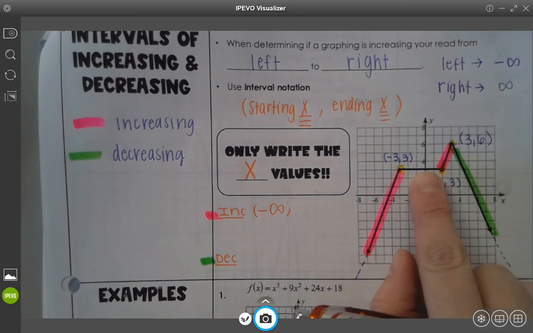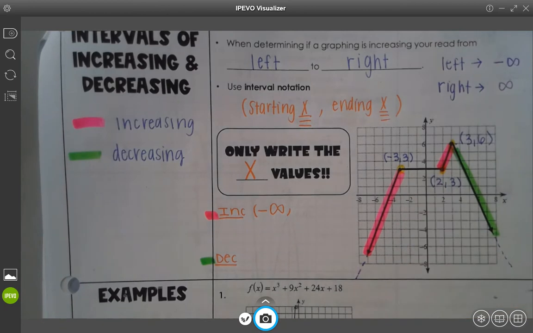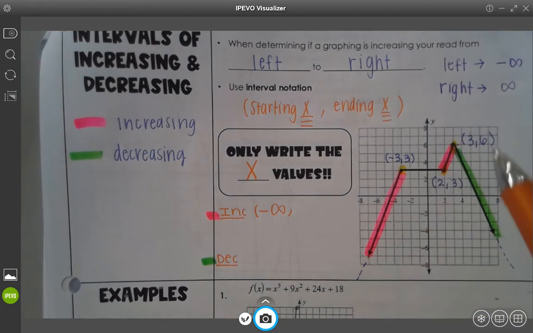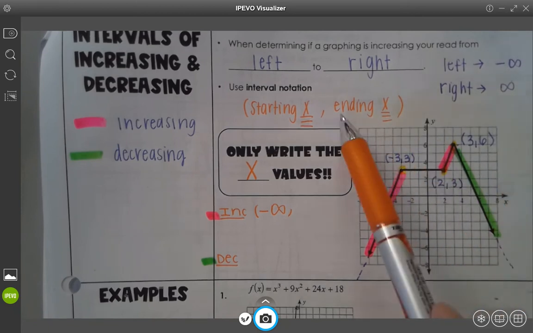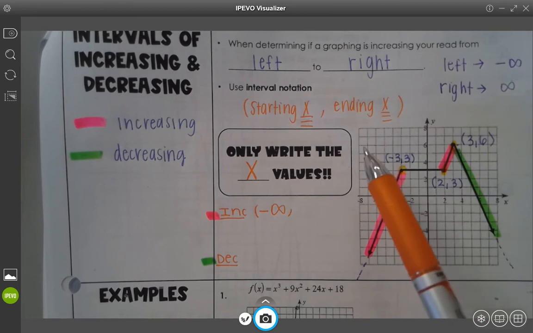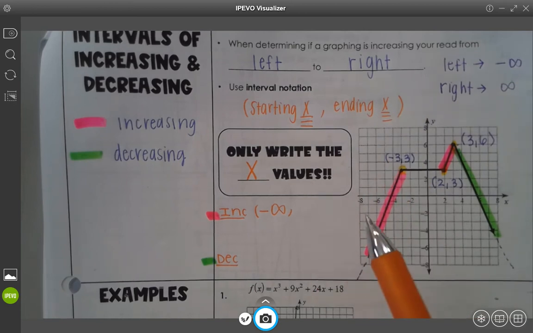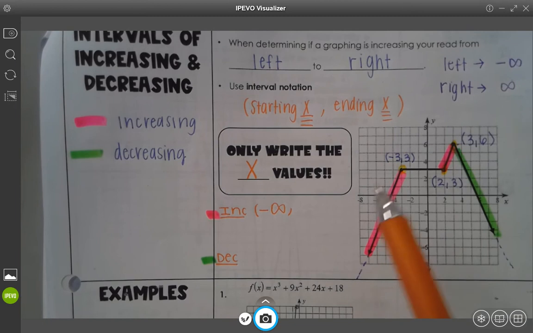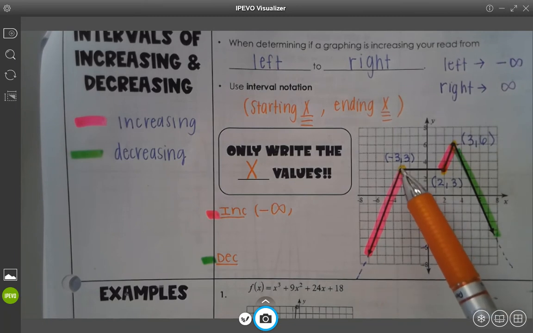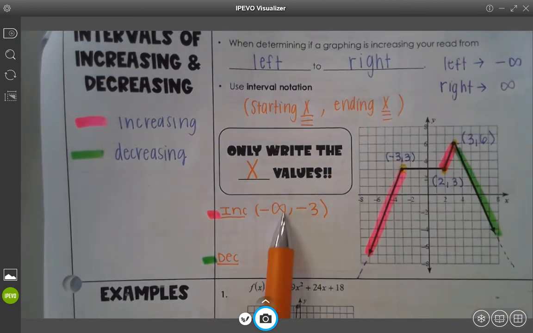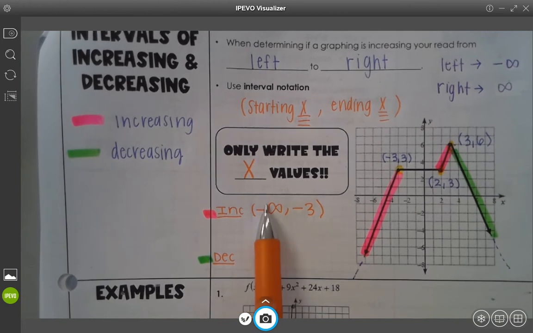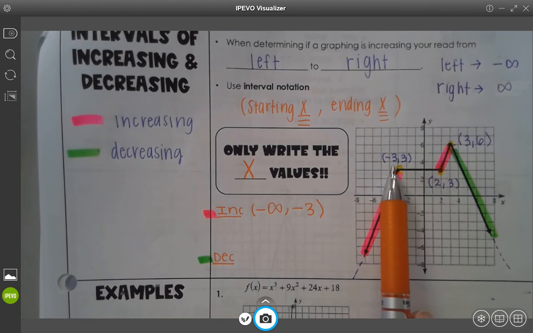Where does this increasing interval stop? At the point negative 3, 3. Do I put both of those numbers? No, we only put the x. So in these increasing and decreasing, you only put the x. So it stops. What is the x value here? Negative 3. So my starting point for increasing, we really couldn't pinpoint an actual spot, so I said negative infinity, and then it stops at negative 3.